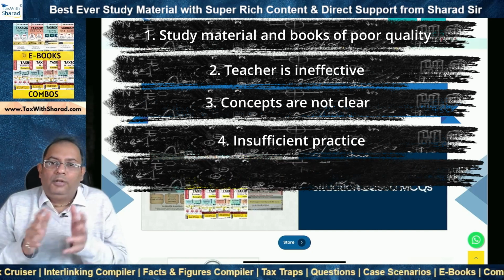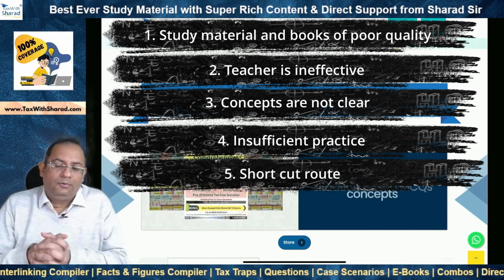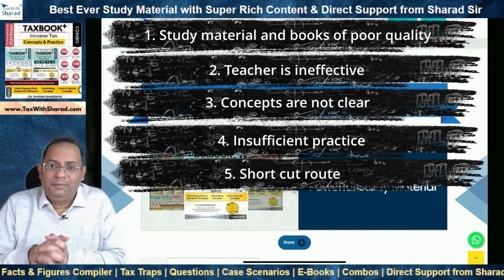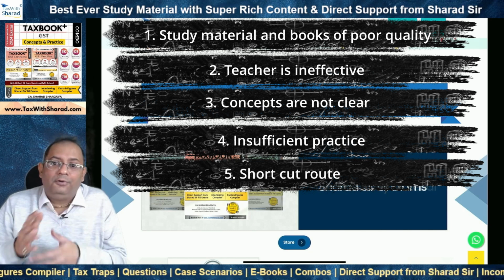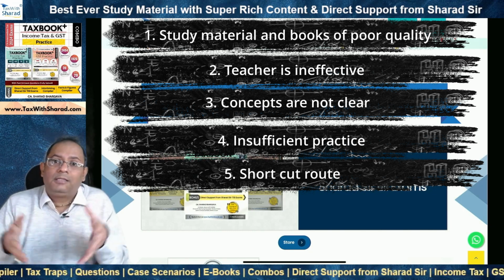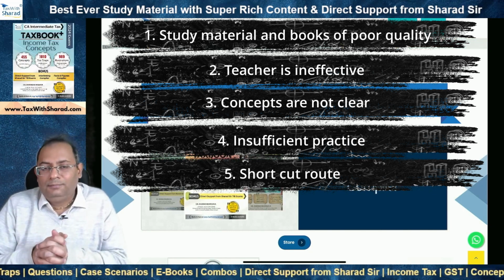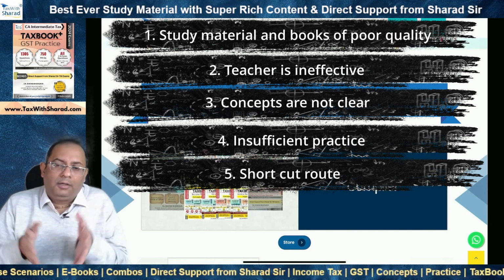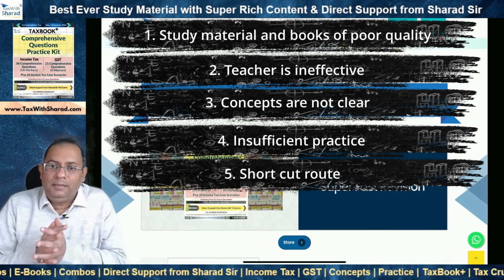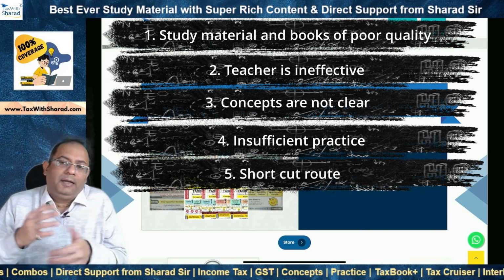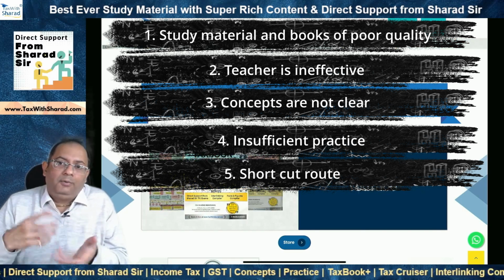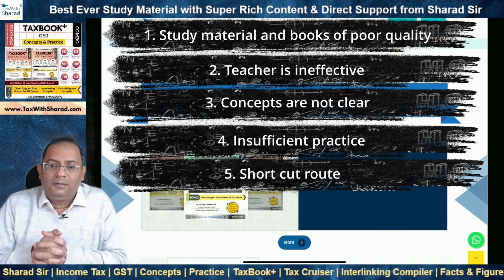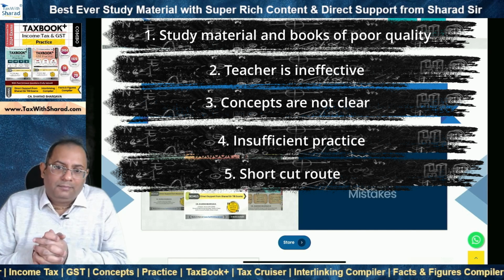Number 5, you tend to adopt a route which is a shortcut route. There is no shortcut to tax. Tax is vast and CA exam is not easy. Basically, you try to gain the maximum while devoting the least amount of time and effort. How is this possible? You think that you will do a fast track class in the shortest possible period of time and you will clear the CA exam? You think that you will practice 10, 15, 20 questions on a chapter and you will master the concepts? How is this possible? It's very difficult.